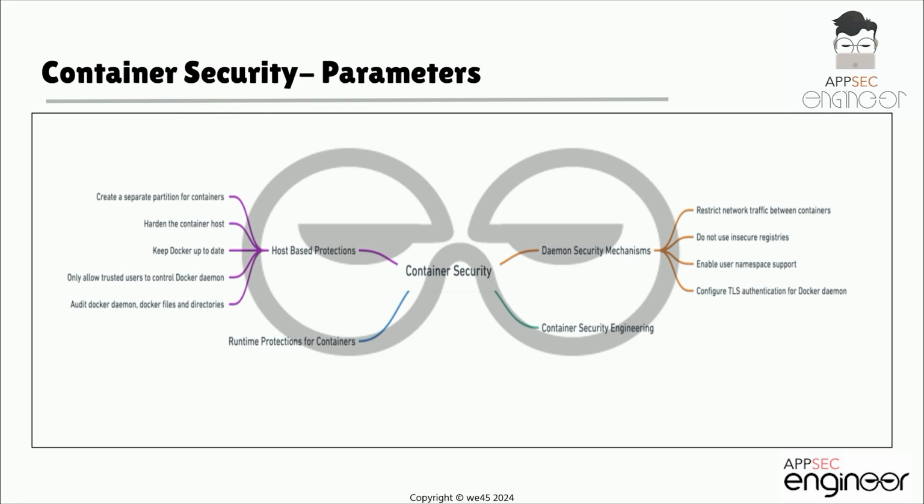Then you can start looking into daemon security mechanisms, where you can restrict some of the traffic between the containers. Also, please do not use insecure registries, as an attacker can trojanize Docker images and push this trojanized image to the Docker registry. And finally, try and configure TLS authentication for the Docker daemon.